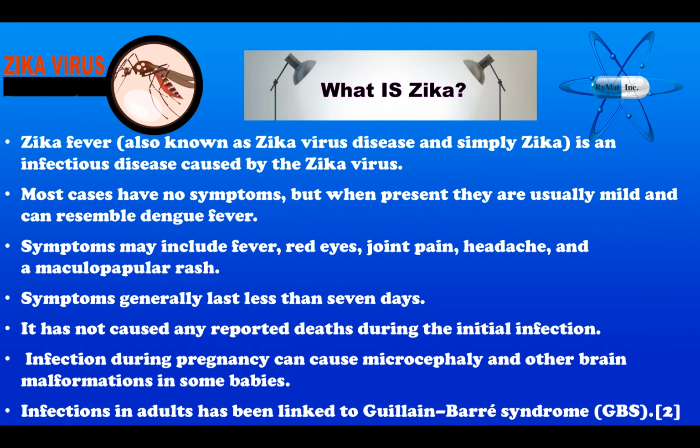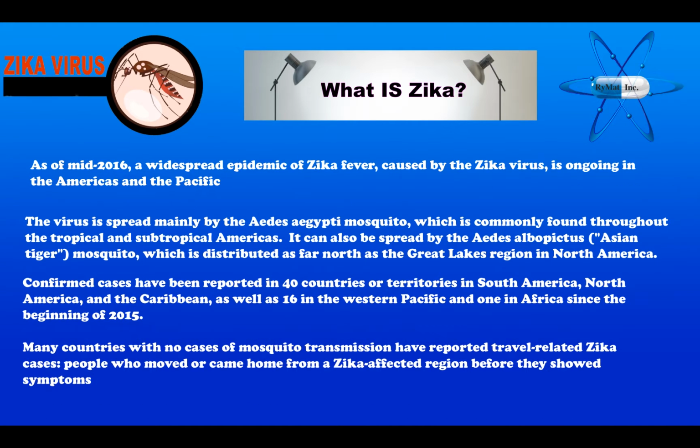As of mid-2016, a widespread epidemic of Zika fever caused by the Zika virus is ongoing in the Americas and the Pacific. The virus is spread mainly by the Aedes aegypti mosquito, which is commonly found throughout the tropical and subtropical Americas. It can also be spread by the Aedes albopictus, or Asian tiger mosquito, which is distributed as far north as the Great Lakes region in North America.